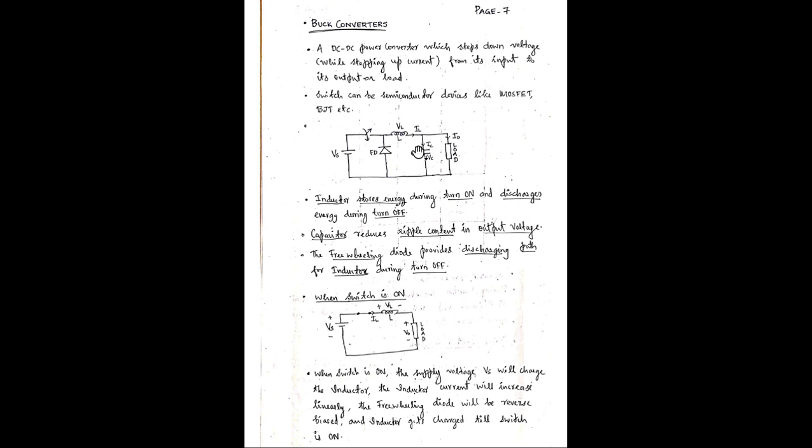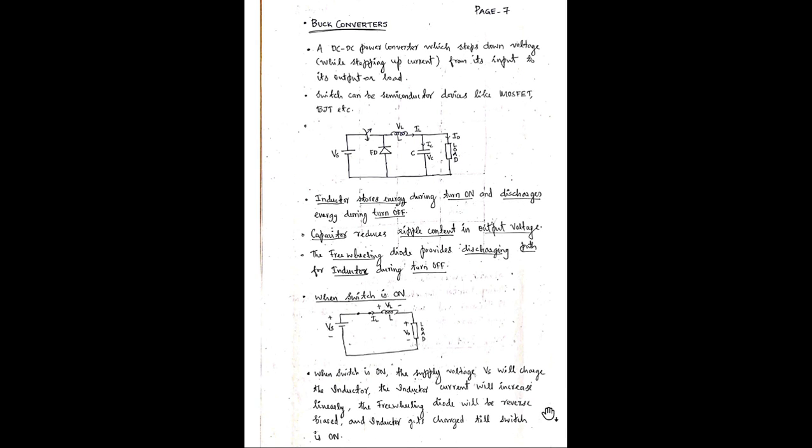The main purpose of this freewheeling diode is to provide the discharging path for this inductor during turn off time. So when the switch is on, the equivalent circuit will be like this. When the switch is on, this switch is short circuited, and the equivalent circuit will be like this: Vs, then the inductor will be there, the load will be here. So when the switch is on, the supplied voltage Vs will charge the inductor. The inductor current will increase as the charge increases.